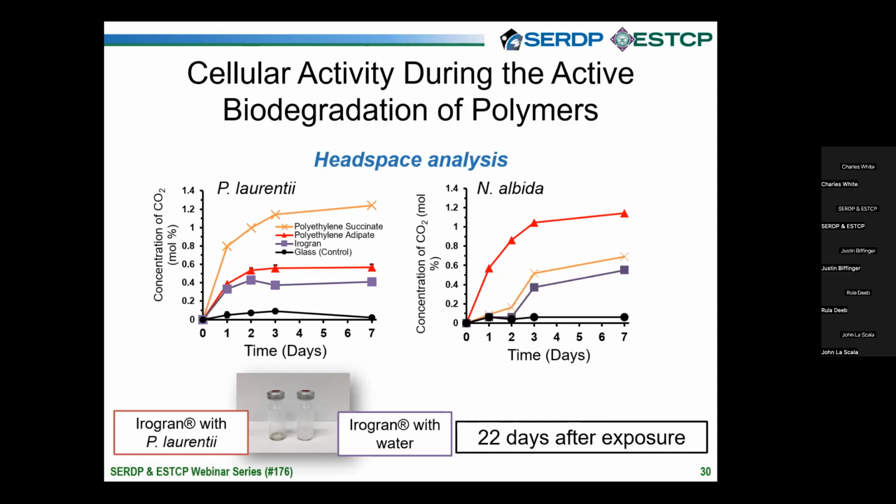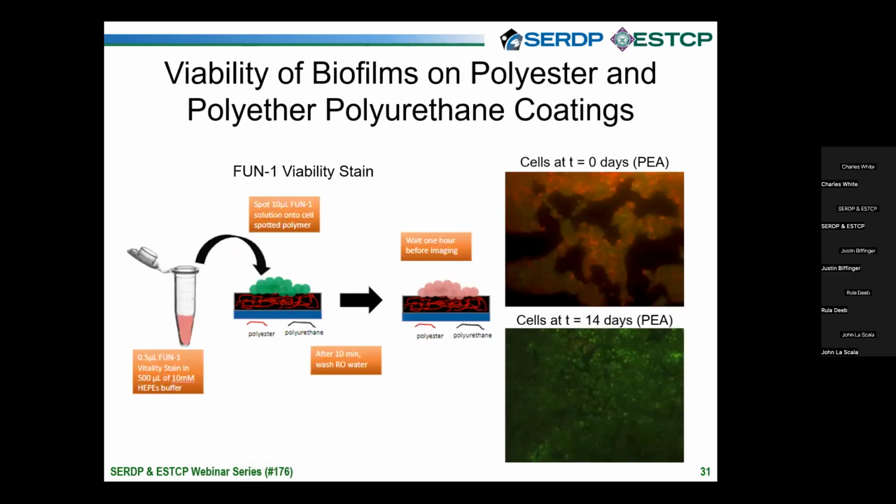And what we observed, interestingly, is that we saw differences between each of the organisms on the individual coatings, with succinate coatings producing the most CO2 for Papillotrema and the adipate coating for Naganitia. These results suggest that though these organisms are degrading polymers at similar rates, their responses to the polymer hydrolysis products are certainly different. So we observe that cellular activity slows down as the polymer is degraded, but were these cells viable at that point?